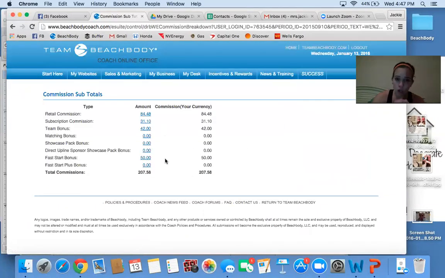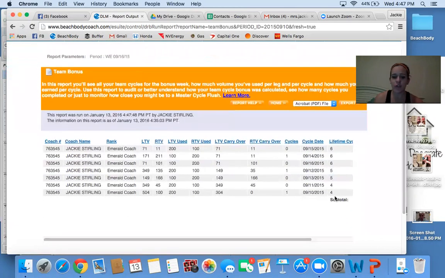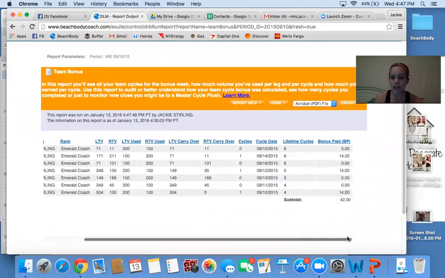Okay, so this week is when I kind of started seeing this volume really come into play for me. I had some retail, I had the subscription and all that. However, I cycled three times for the first time as an Emerald, and I made an extra $42. And I was like, heck yeah, I did it.